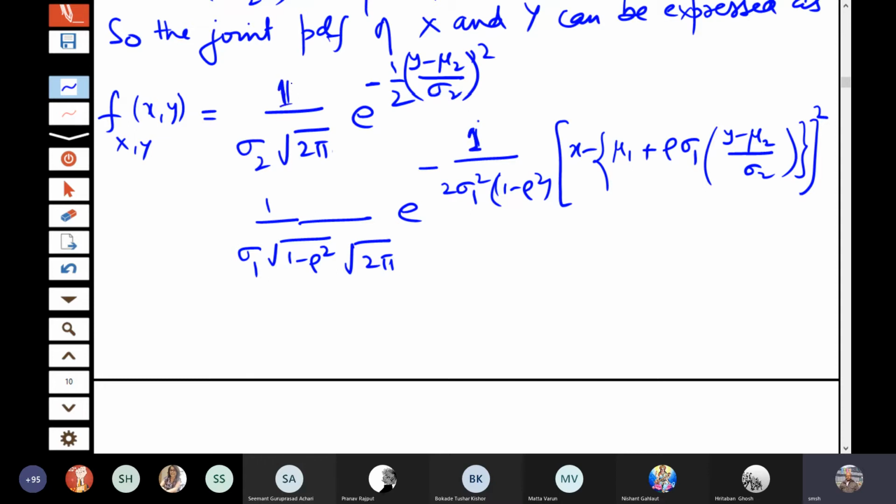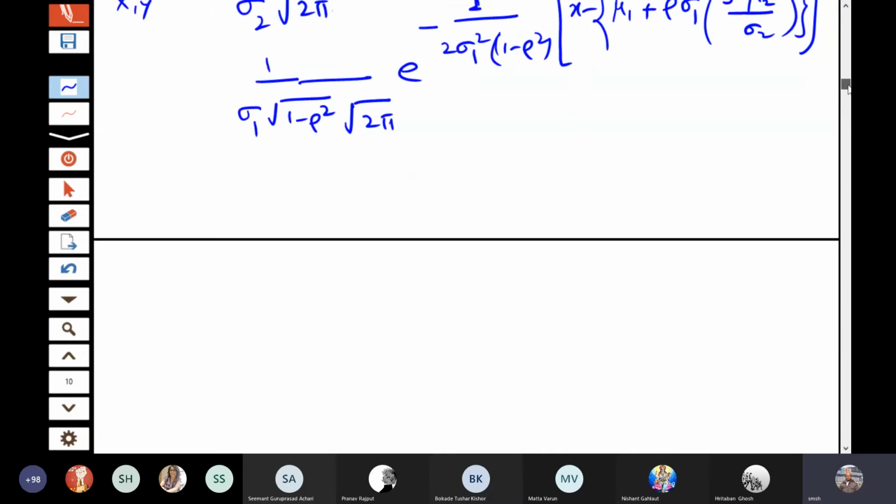So the marginal distribution of y will be obtained if I integrate with respect to x. If I integrate with respect to x, this particular term looks like a normal distribution of x with mean mu1 plus rho sigma 1 (y minus mu 2) by sigma 2 and variance sigma 1 square (1 minus rho square). So if I integrate with respect to x from minus infinity to plus infinity, this term will become 1. So you will be left with only the first part here.